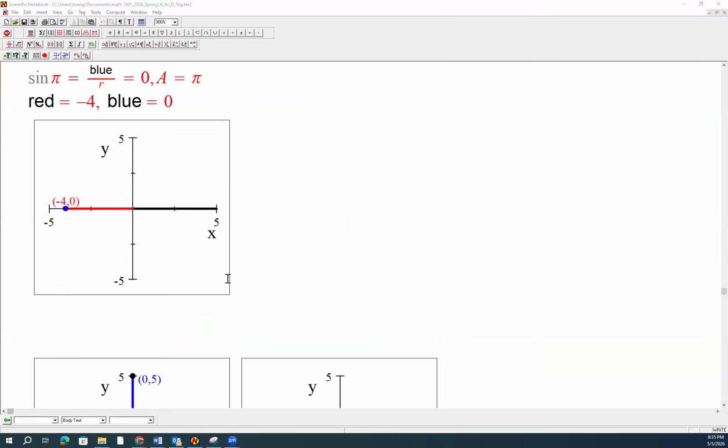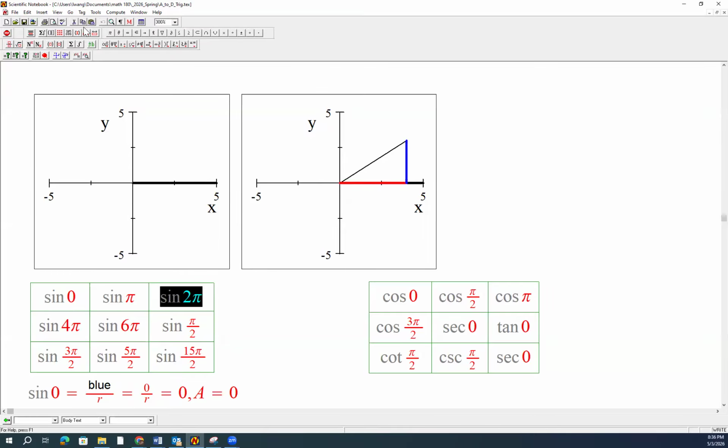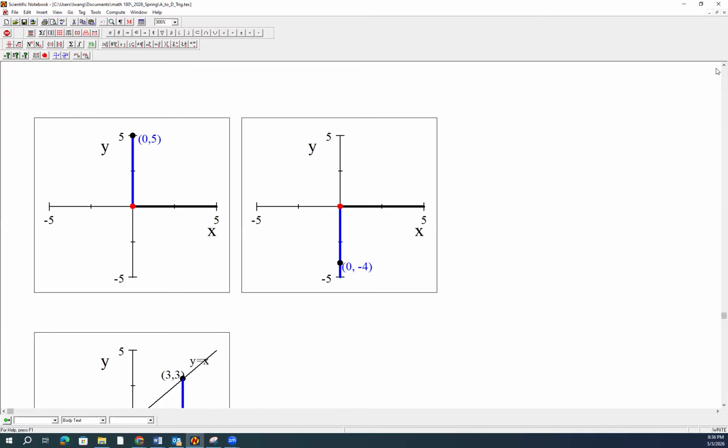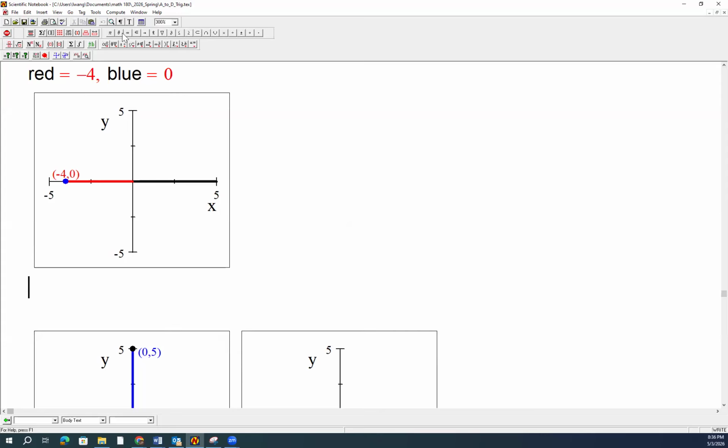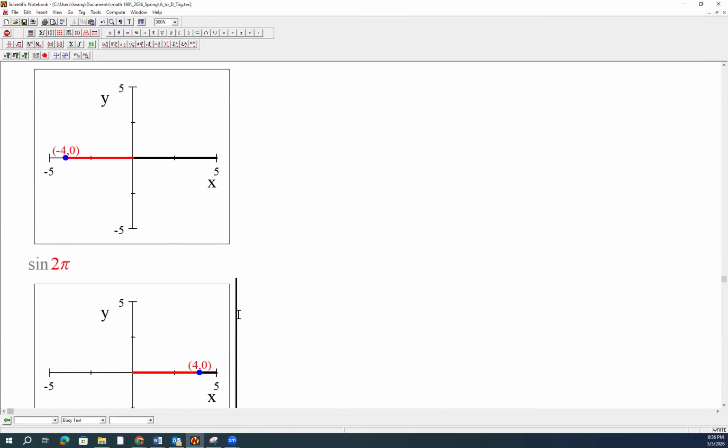Okay, so for sine 2 pi, the terminal is the same as this. The terminal is the same as 0, right? Because we're starting from here, we measure all around, and we terminate at the positive direction of the x-axis, right? So you can see for this angle 2 pi, the blue is shrunk to a dot, and the blue is 0, and r is positive, so it's going to be 0. So you don't have to do much of a calculation at all.